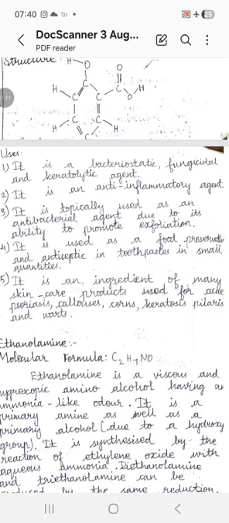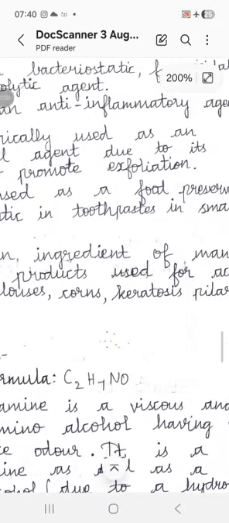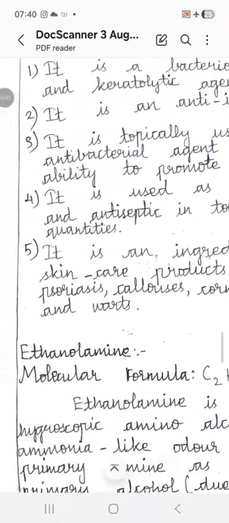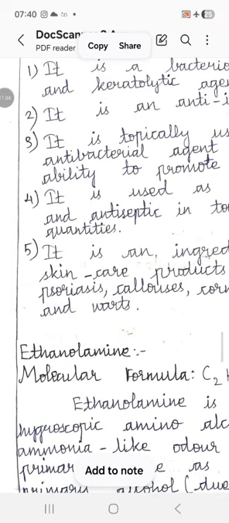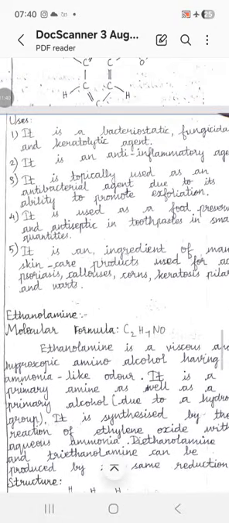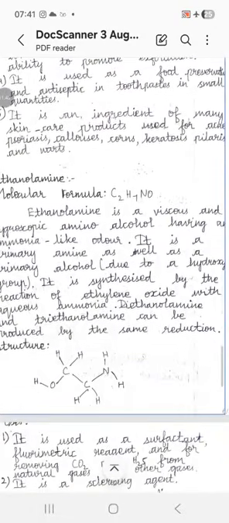It is an ingredient of many skincare products used for corns, keratosis pilaris, and warts. These are the uses of salicylic acid.